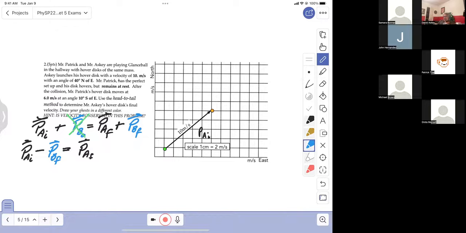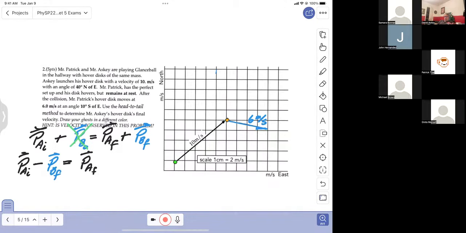So that's why we have this equation. And that's what I'm trying to solve for. I'm trying to solve for the final momentum, or in that case, really velocity, because I don't know the masses, it doesn't matter. I'm going to find the final velocity of my disk. So I have to know what direction it's going, and how fast it's going. Okay, step number two.